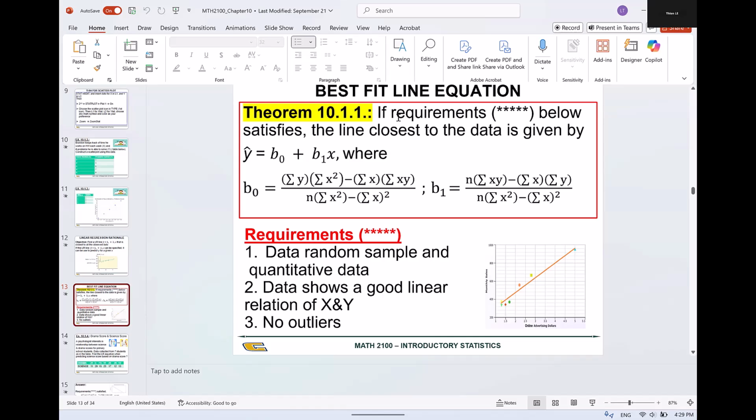And here we have some requirements to make this work, okay. The requirements are that we have a random sample and quantitative data, and the data show a good linear relation of x and y, and there are no outliers, okay. So there are some requirements before you would be able to use this theorem.